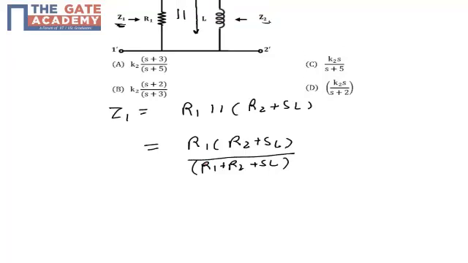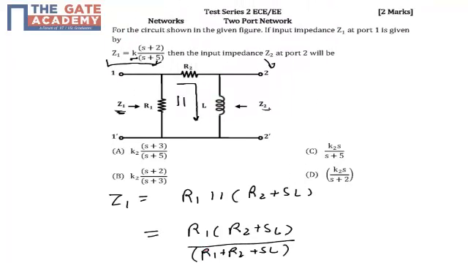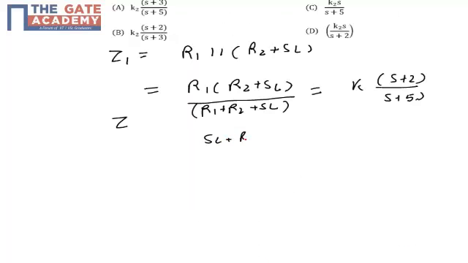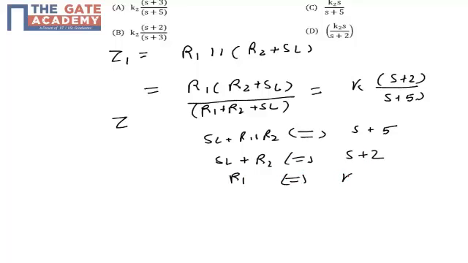So if you compare this with the Z1 which is given in the question, which is k times (s plus 2) upon (s plus 5), in the denominator we have SL plus R1 plus R2. It means that SL plus R1 plus R2 is equivalent to s plus 5, and SL plus R2 is equivalent to s plus 2, and my R1 is equivalent to the constant k.